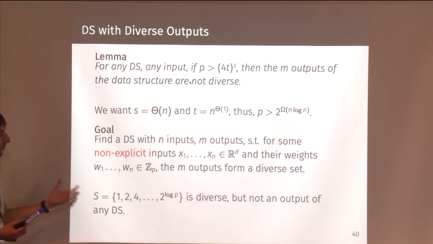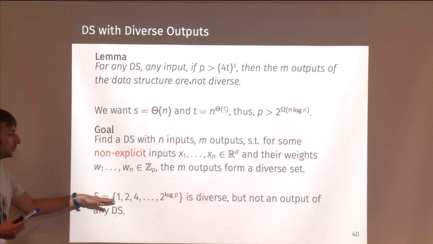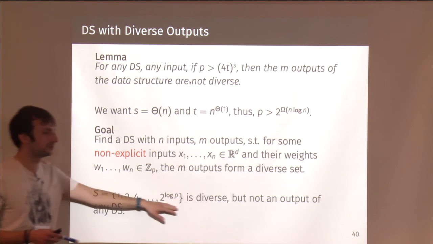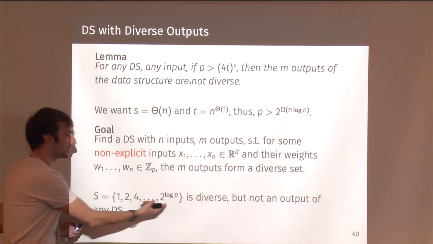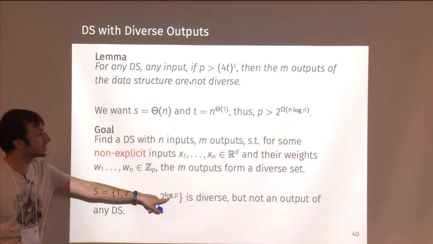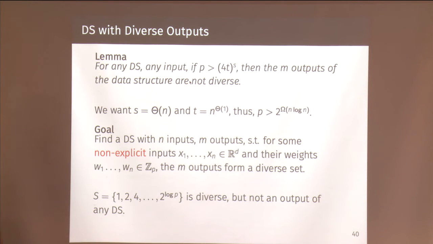I just need to find a problem where the output is diverse. I know a diverse vector, but I don't know any data structure which would produce this output. We already saw that this vector is always diverse, but I don't know any data structure problem that takes n inputs and from their weights creates at least n log n outputs. So I know very simple diverse vectors. I just don't know how to embed them into a data structure problem. So now my goal is to find a data structure problem whose output is at least sometimes diverse.